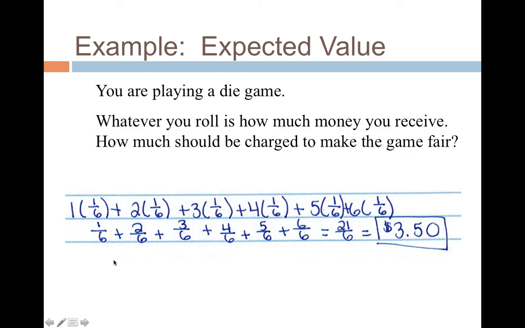Multiplying these, I'm going to get 1/6 plus 2/6 plus 3/6 plus 4/6 plus 5/6 plus 6/6. I didn't reduce these down because in order to add fractions, I need a common denominator. Whenever I add fractions, I keep the denominator the same, so 6, and I add across the numerators to give me 21/6. And that reduces down to $3.50. So that's how much I would want to charge to make the game fair.